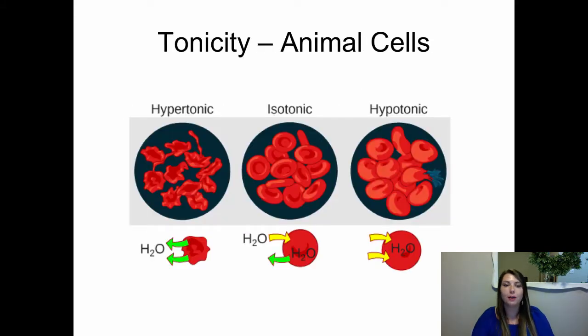So we have three different types of tonicity. We have hypertonic, isotonic, and hypotonic. So let's start with hypertonic. Something is considered hypertonic if it has a greater concentration of solute outside versus that of the inside.